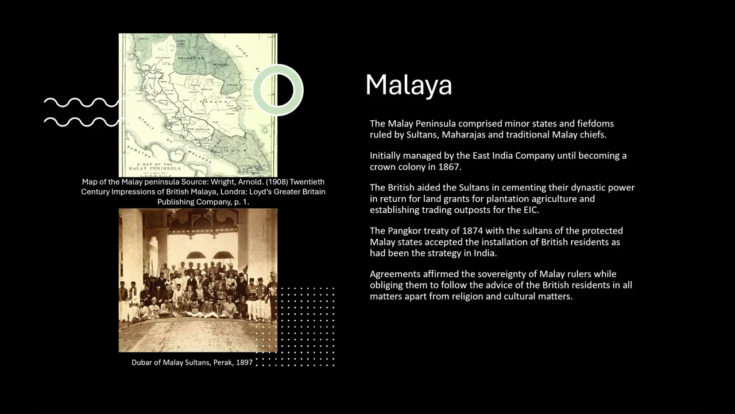These agreements affirmed the sovereignty of Malay rulers while obliging them to follow the advice of the British residents in all matters of state, apart from those that related to religion or cultural matters. British colonials encouraged the cultural regalia and pomp of the ruling sultans in their displays of prestige as a means of reinforcing the established hierarchy and social order, and thus reinforcing their own control over Malayan politics.